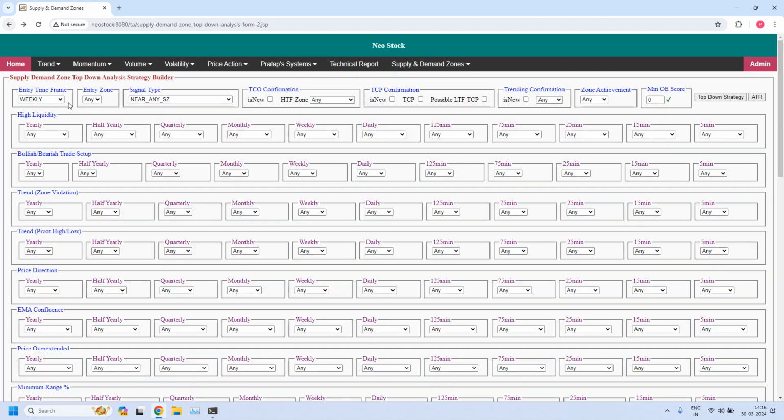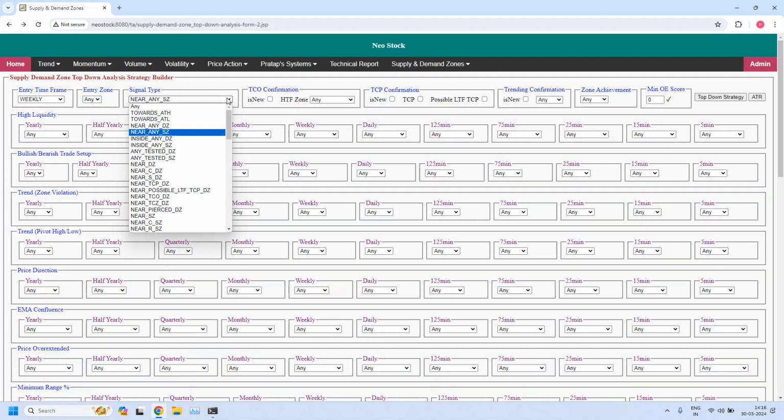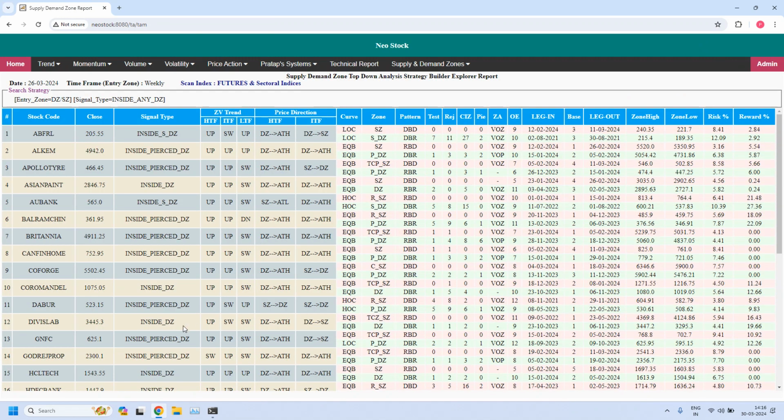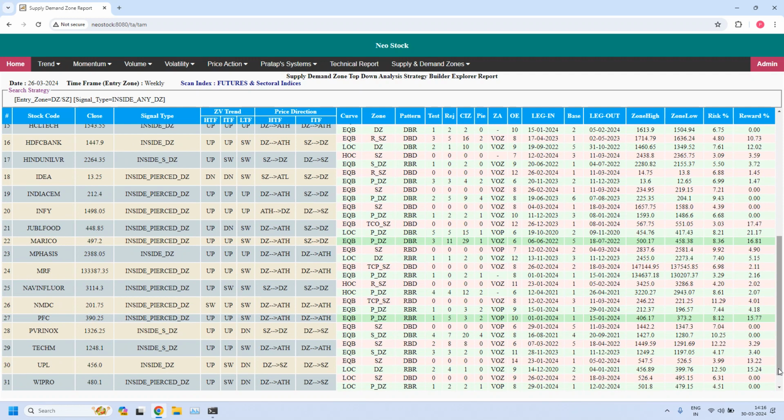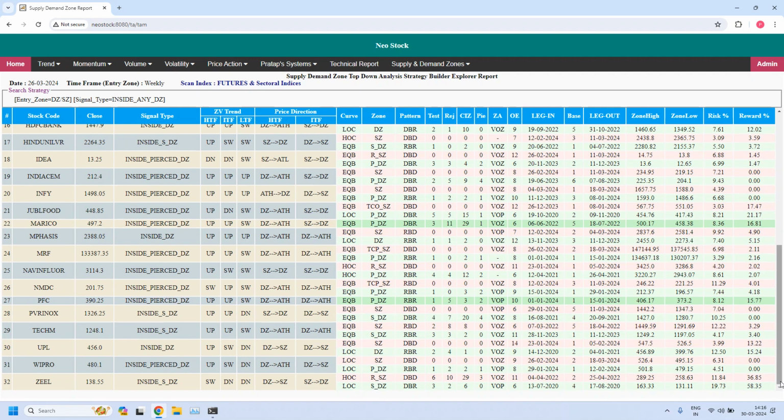Let me go back. For weekly time frame, let us find the stocks where price closed inside weekly demand zone. So this is the filtered list. I will scroll down. You need to pause the video. Don't forget, please. So total 32 stocks are filtered where price closed inside weekly demand zone. So let me go back.